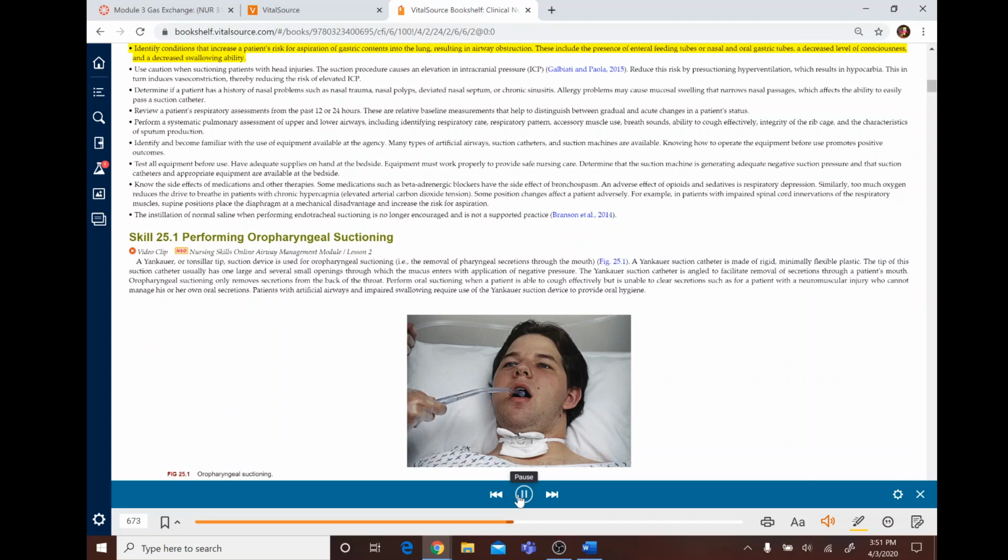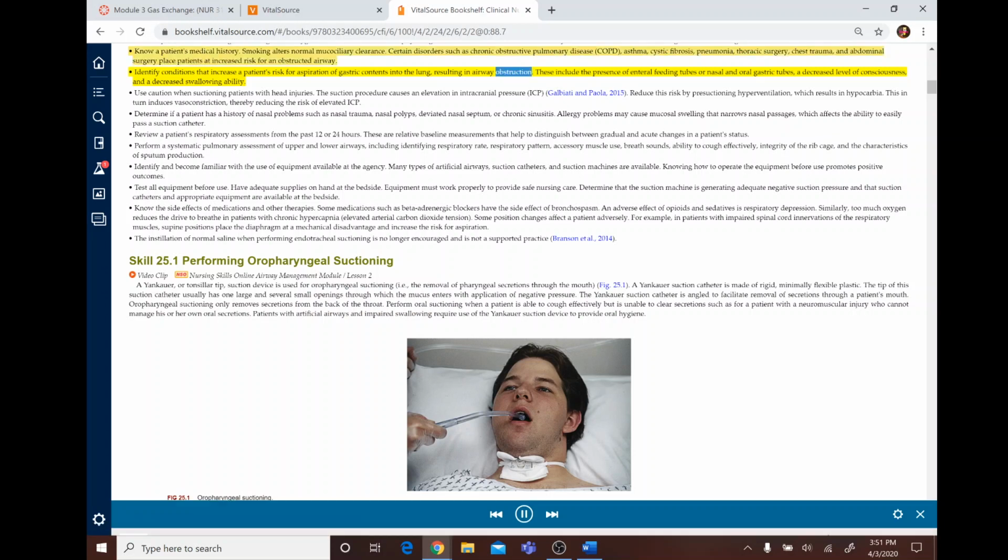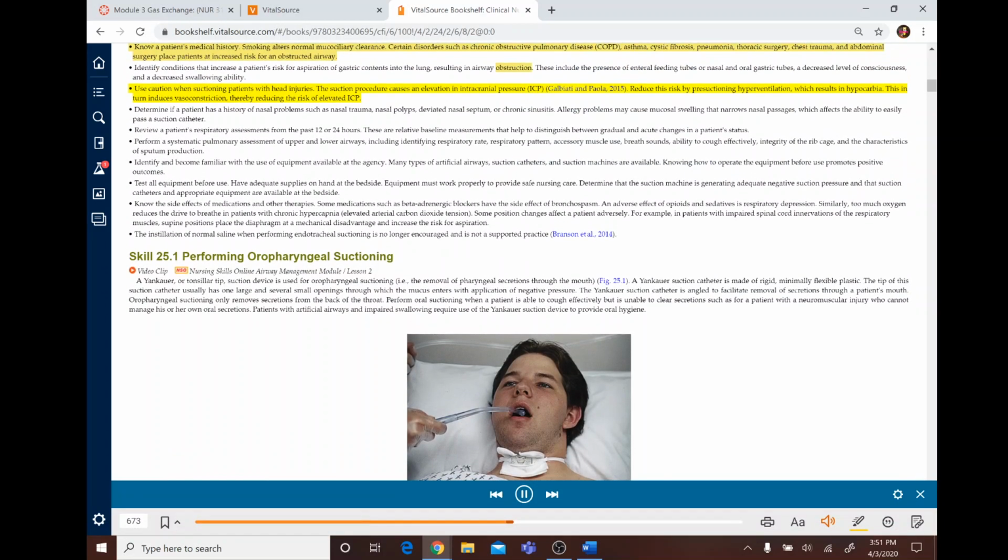Identify conditions that increase a patient's risk for aspiration of gastric contents into the lung, resulting in airway obstruction. These include the presence of enteral feeding tubes or nasal and oral gastric tubes, a decreased level of consciousness, and a decreased swallowing ability. Use caution when suctioning patients with head injuries. The suction procedure causes an elevation in intracranial pressure, ICP (Galgietti and Paula, 2015).